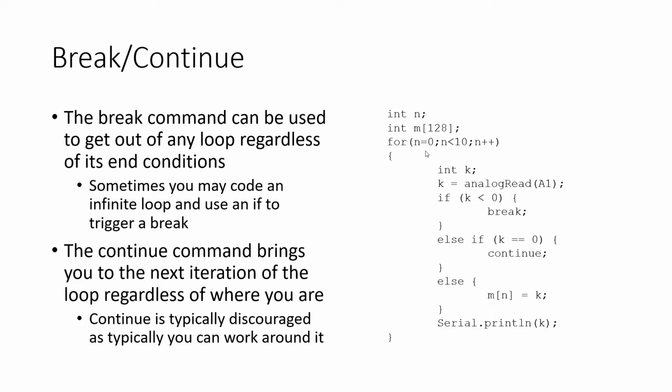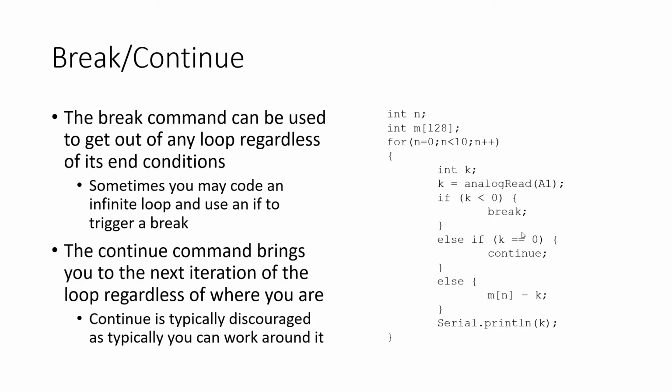n is the current iteration. So that means we're going to start with 0, 1, 2. And then we're going to go ahead and print the value we've recorded. So let's break this down a little bit. If k is less than 0, we're going to break, which is going to get us out of here. And we're going to continue on the program below.